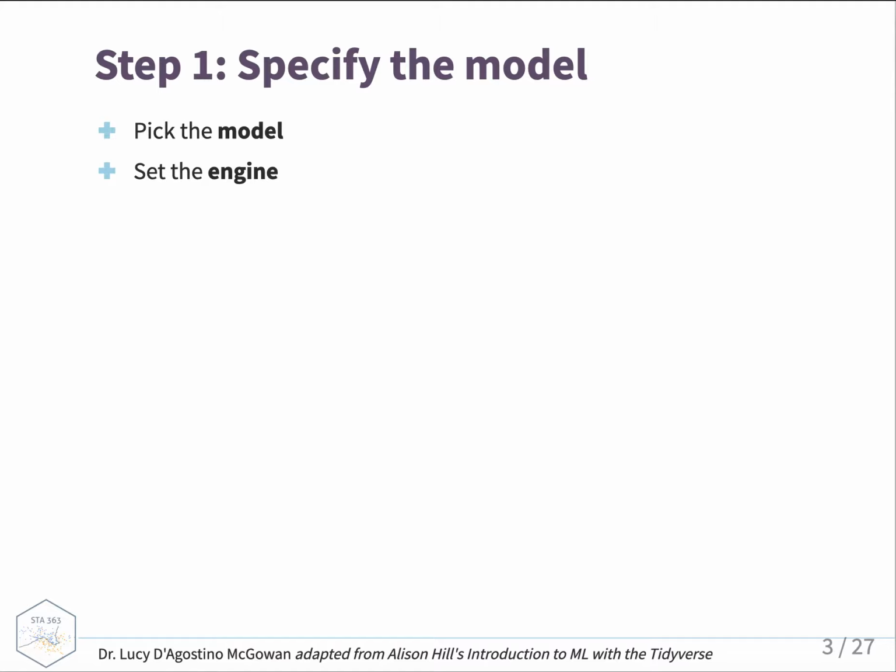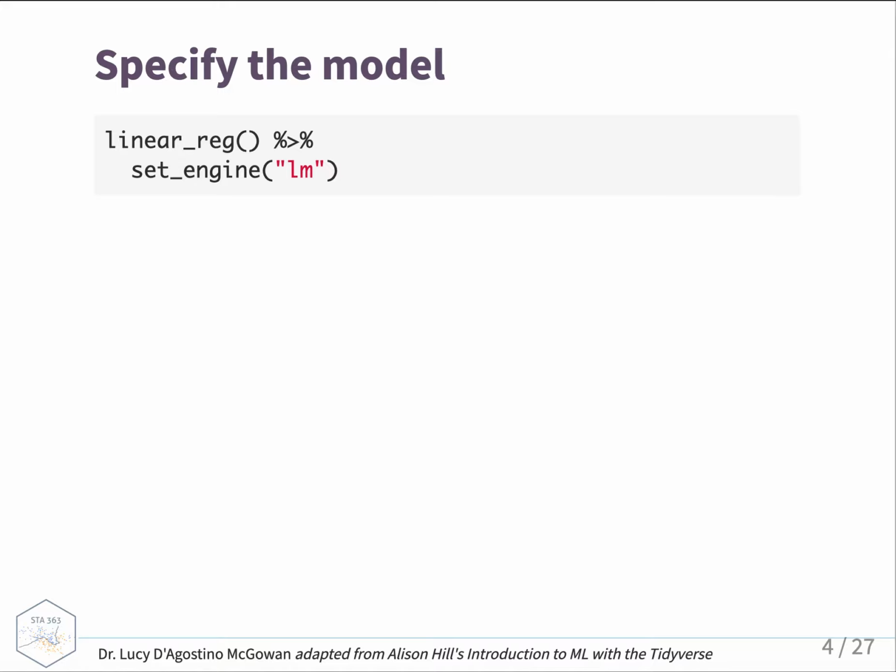So you pick your model, then you set your engine, and this is what that looks like. So to specify the model, for example, if I wanted to do a linear regression, I would specify my model as linear_reg, so that's going to be indicating that I'd like to do a linear regression. That's picking my model. And then I use this pipe that we've been using, that you used in the application exercises and in your lab.